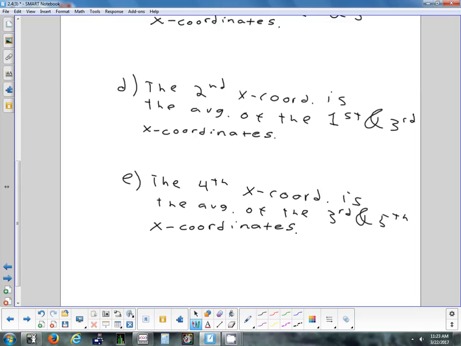Hey, anyone else still need to copy step D or E? Good.